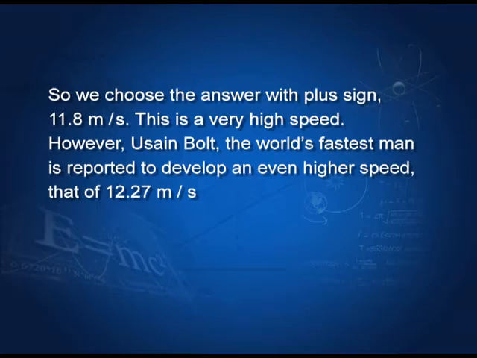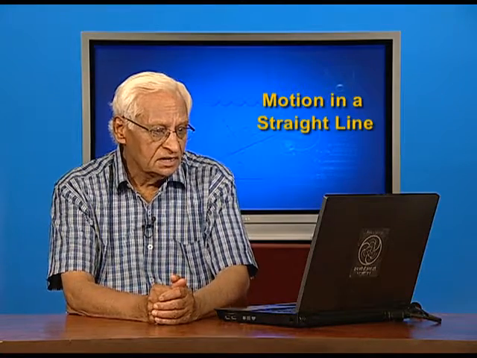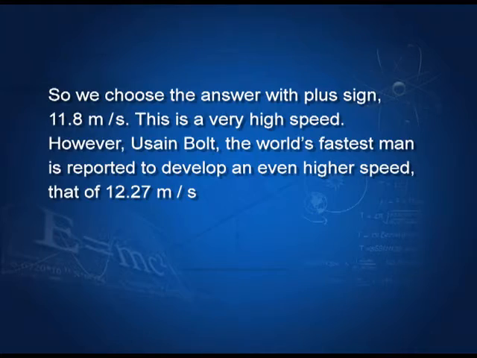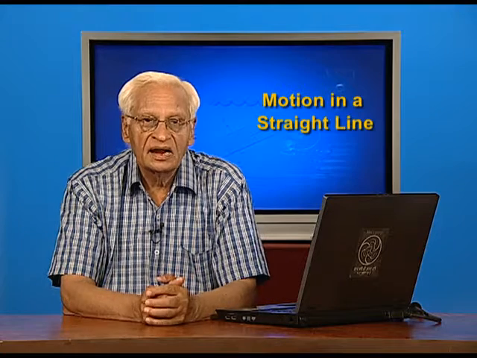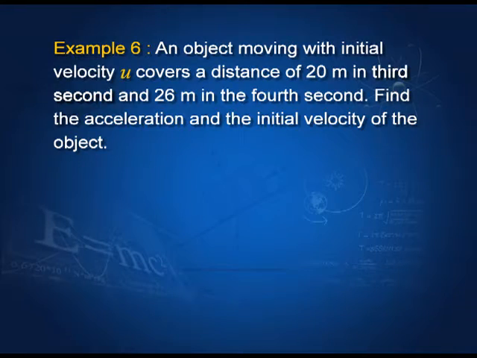This appears very high, but remember that the world's fastest man, that is Usain Bolt, is reported to develop an even higher speed, that of 12.27 meters per second. Another example: an object moving with initial velocity u covers a distance of 20 meters in third second, not in 3 seconds. Please note, in third second, and 26 meters in the fourth second. Find the acceleration and the initial velocity of the object.